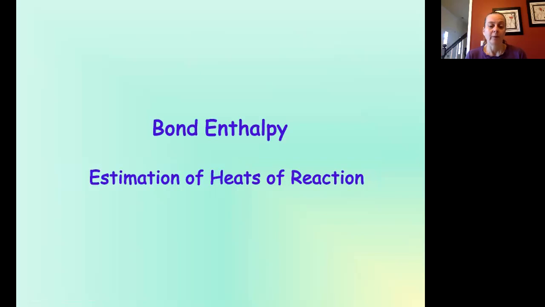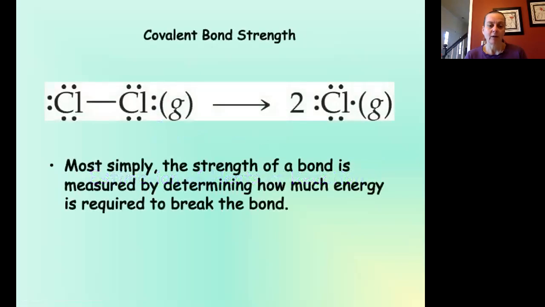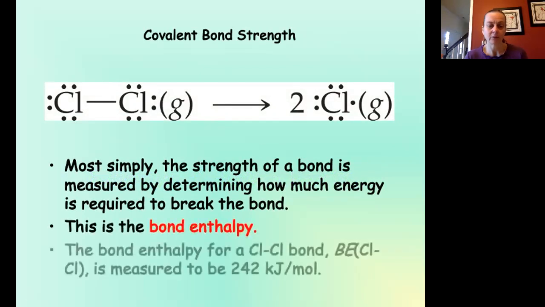So we know that all reactions are breaking and forming of bonds, and that breaking bonds is always endothermic and forming bonds is always exothermic. The amount of energy it requires to break a bond is what we call bond energy or bond enthalpy. So for example, this chlorine to chlorine bond has an enthalpy of 242 kilojoules per mole. That means in order to break that bond, you would have to put in 242 kilojoules per mole of chlorine.